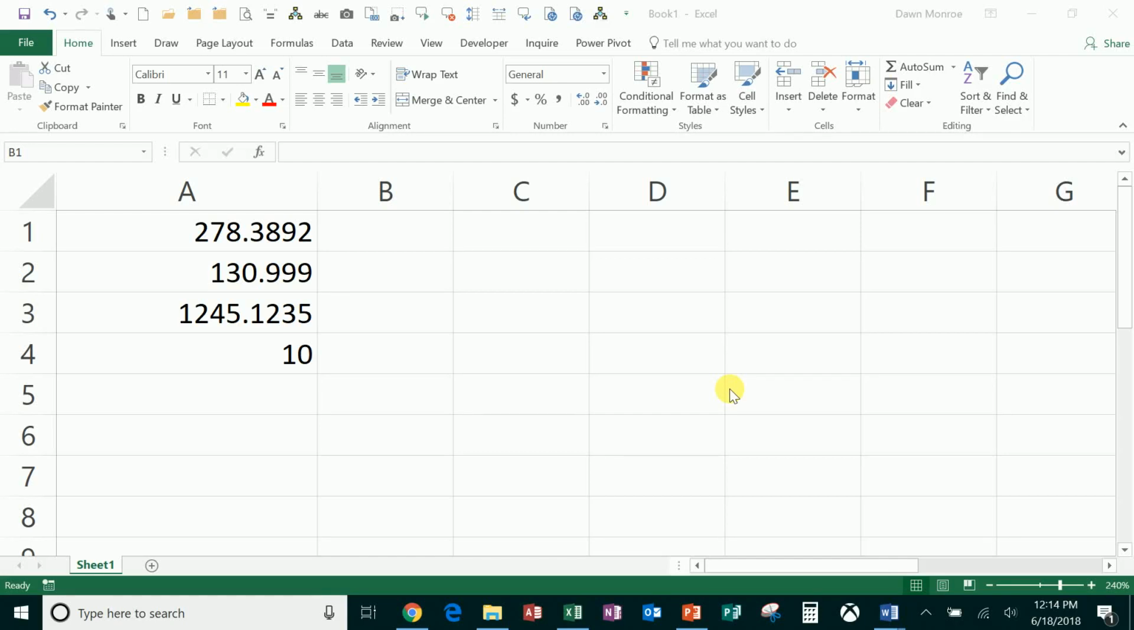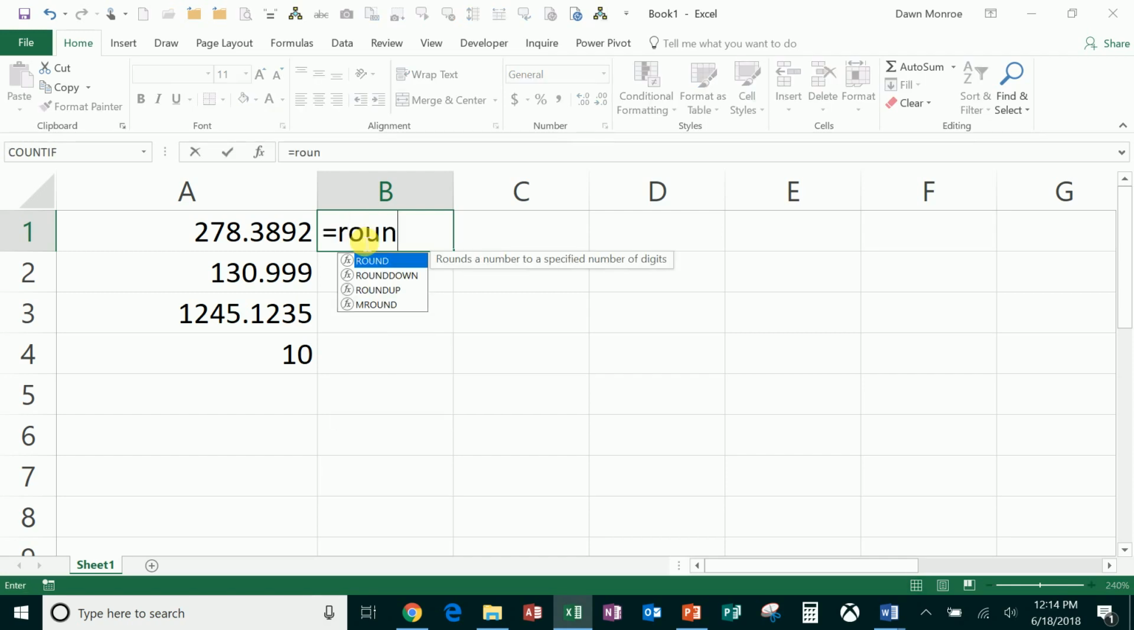Sometimes we get in a situation in Excel where we need to round our numbers, and there are 4 different round functions I'm going to explain to you today. So I'll start with this first one, equals round. There are the 4 that I'm going to be talking about.